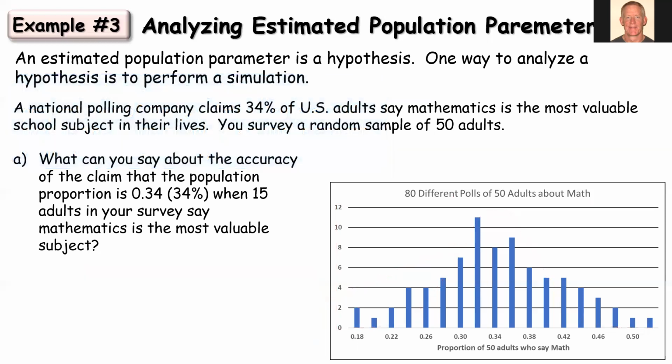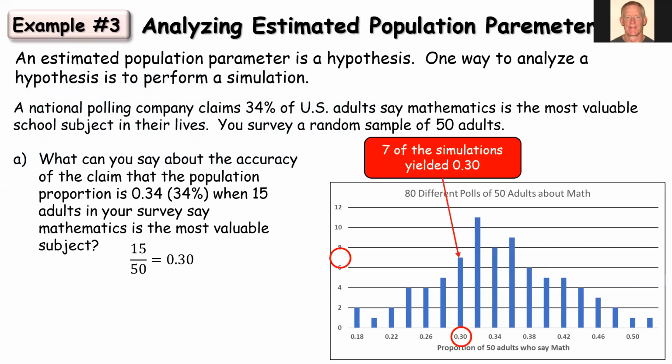All right, back to our first question. What can we say about the accuracy of the claim that the population proportion is 34% if 15 out of our 50 said the same? Well, the first thing we want to do is find that proportion. So 15 divided by 50, our sample size, gives us 0.3. Where is that in our simulation? It turns out that 7 of the 80 simulations yielded that same amount.